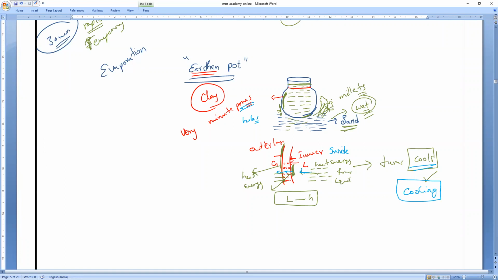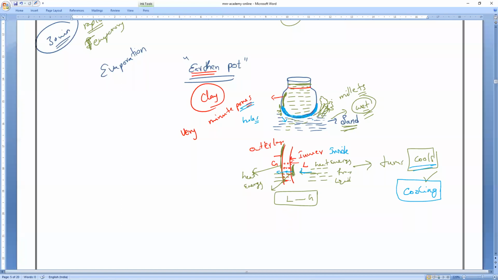Now, on the sand also they will pour a little amount of water so that it is exposed to the atmosphere continuously. So what will happen? The water from the sand is evaporating. So the surrounding of the pot, it will leave you what? It will leave you cooling.